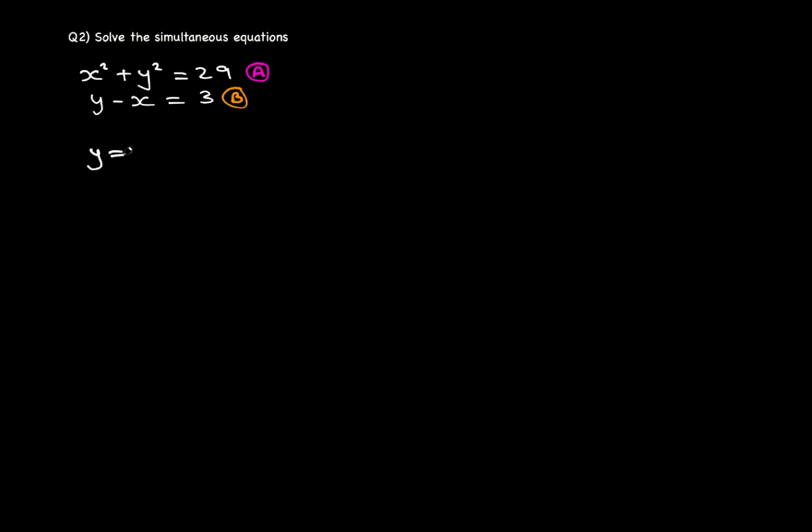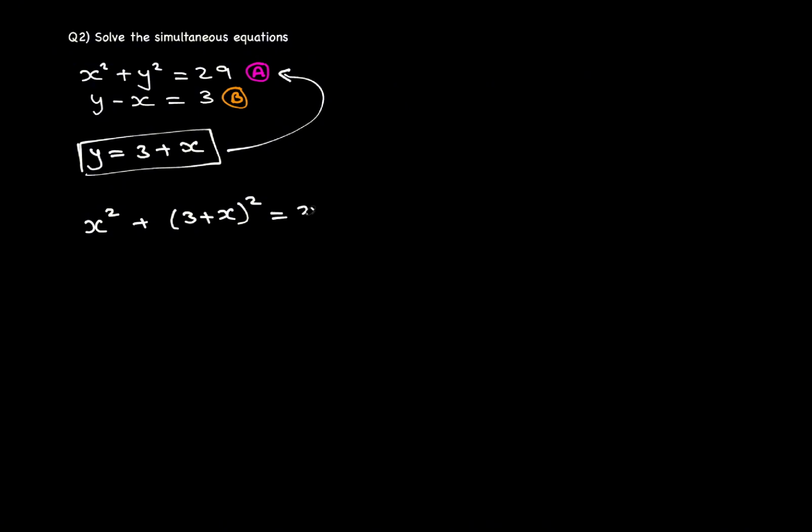I'm going to make y the subject because that means my x now becomes positive, and you substitute this y equals 3 plus x into equation A. So it becomes x squared plus y squared, but now we know y is equal to 3 plus x. So it's 3 plus x all squared is equal to 29. Now, all you have to do is expand the bracket.